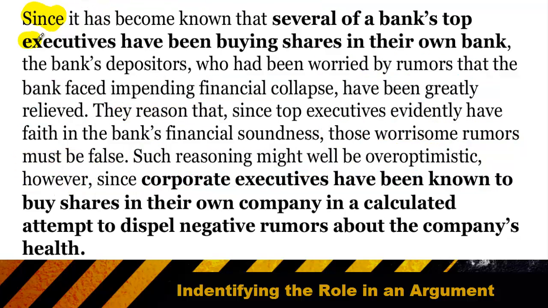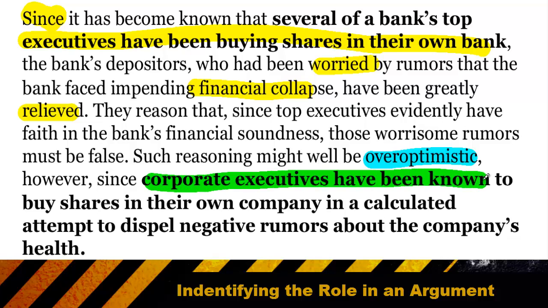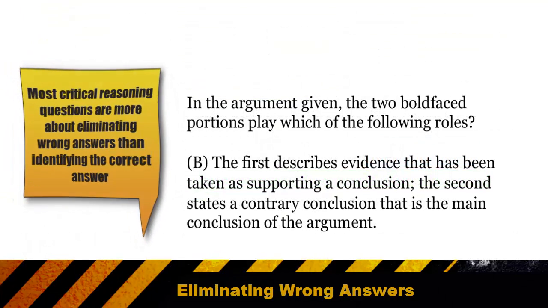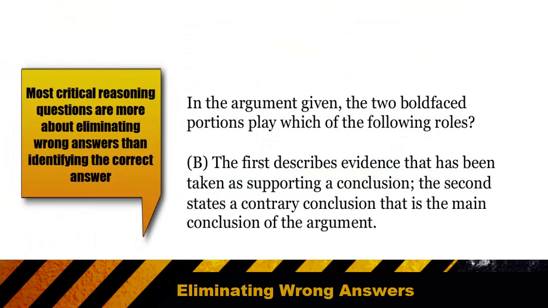So since executives have been buying their own shares, people who were worried about a financial collapse are now relieved. But the author thinks that their relief is over-optimistic. That's the conclusion. And the reason he thinks they're over-optimistic is because of the second bold down here. So the first bold is the reason why people were feeling happy. The conclusion is that they should not feel so happy. And the reason they should not be happy is because of the second bold. And that's enough to answer our question. Now we can easily go through the answer choices and eliminate all of the wrong answers.